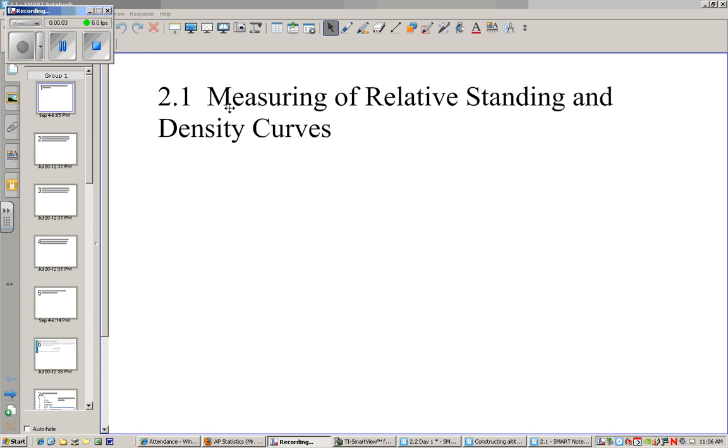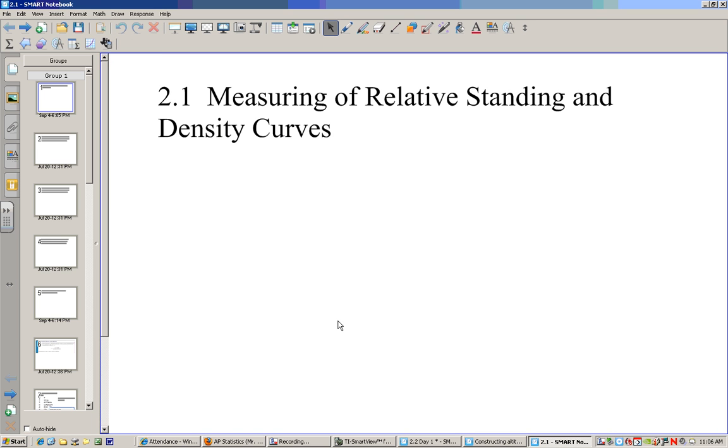Hello, welcome to the first day of Chapter 2. We're going to start by measuring relative standing and density curves.